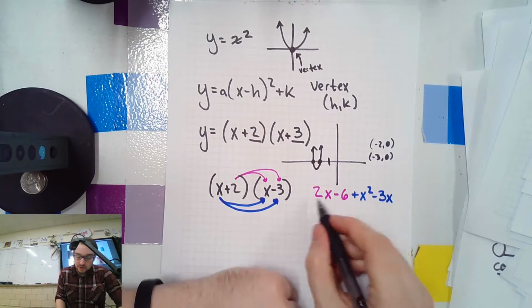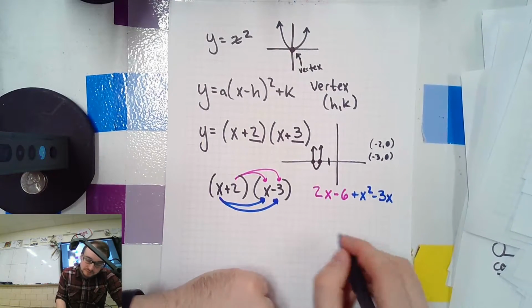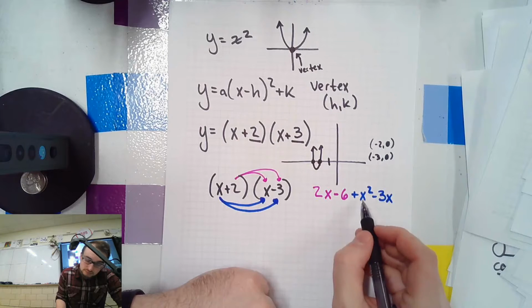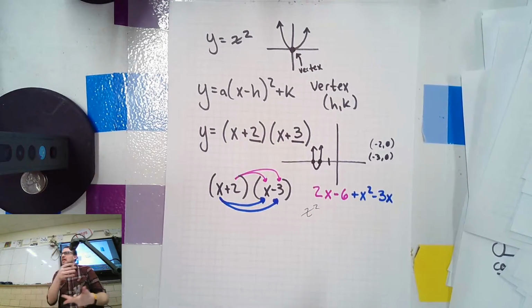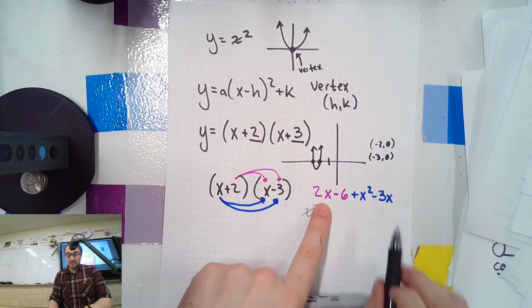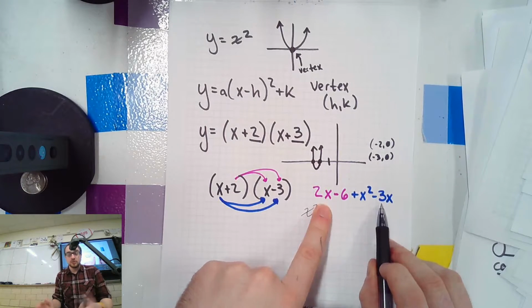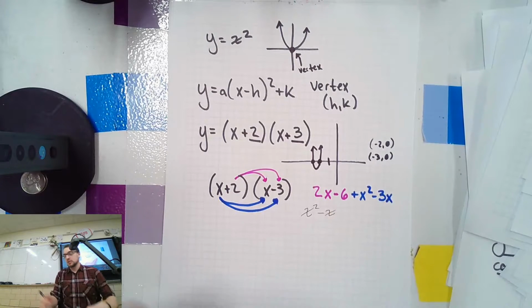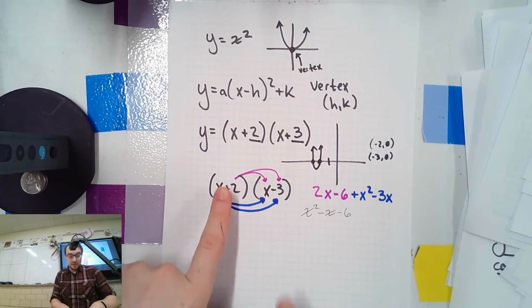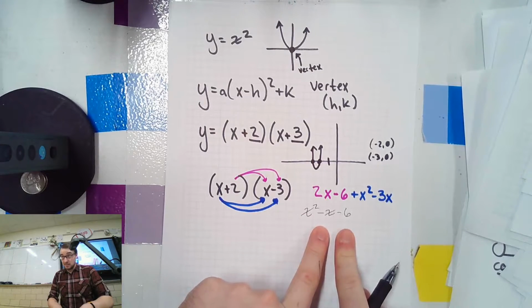So now I can combine all these. How many x squareds do I have? 1, right? So I just write x squared. I'm going to write that first because it's the highest power. I'm just putting it in order. You don't have to, but I like doing it. How many x's do I have? 2x minus 3x, right? -1x. So negative x. And then I've got -6. No other numbers, right? So it's just -6. So that simplifies to this. So it turns out this is the same thing as that.